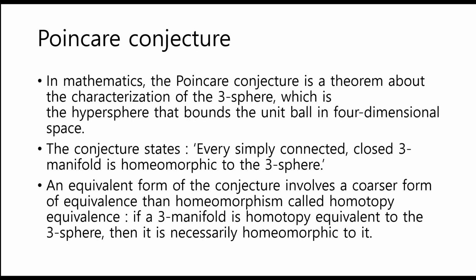An equivalent form of the conjecture involves a coarser form of equivalence than homeomorphism called homotopy equivalence. If a 3D manifold is homotopy equivalent to the 3D sphere, then it is necessarily homeomorphic to it.